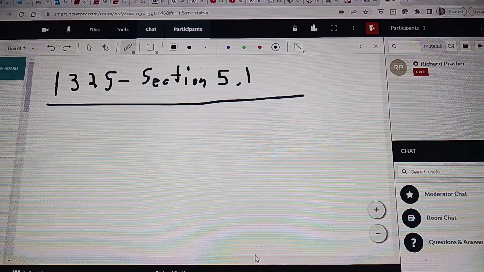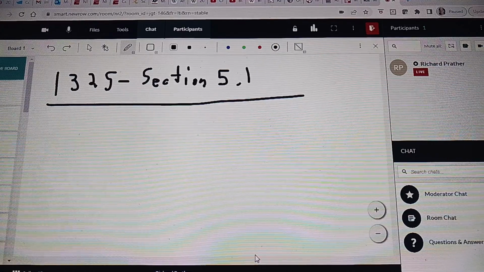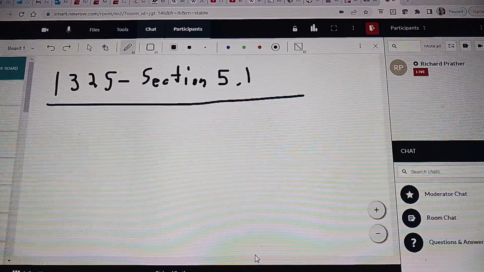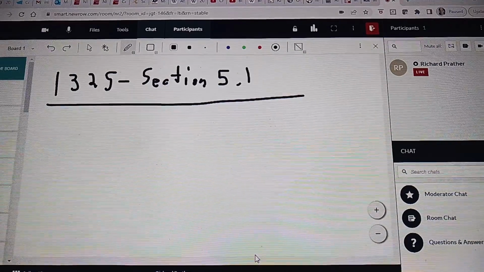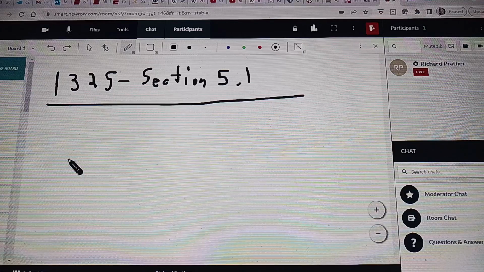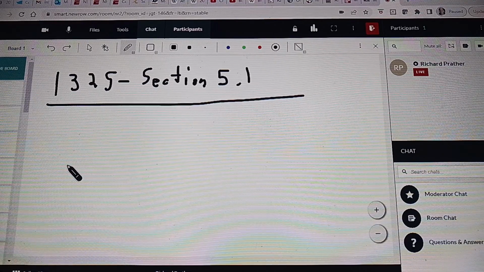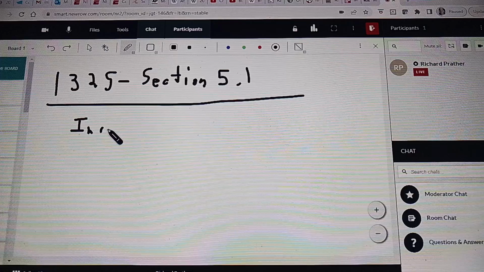Math 1325, we are up to section 5.1, and we're going to be working on a chapter where we see what derivatives tell us. The derivative of a function gives us a lot of insight into what's happening to the actual function itself, more detail than you can get just with algebra. So the big concept in section 5.1 is, when is a graph increasing or decreasing?